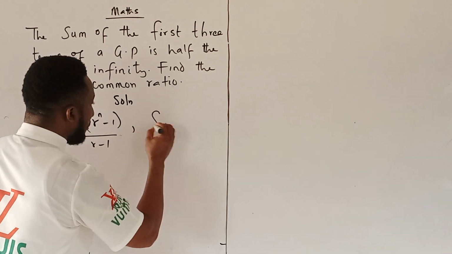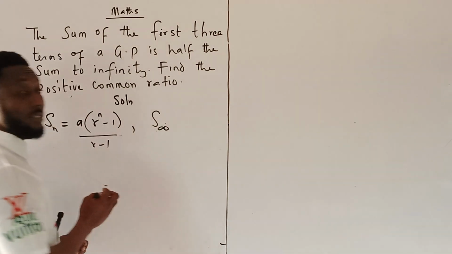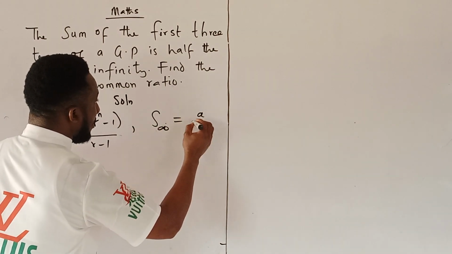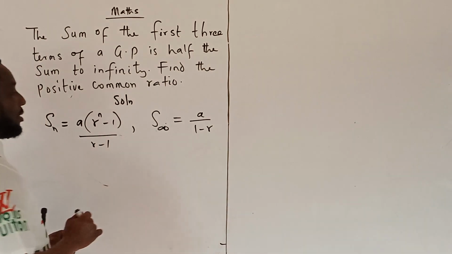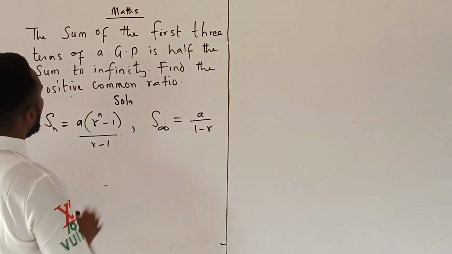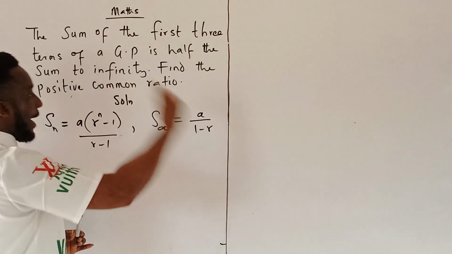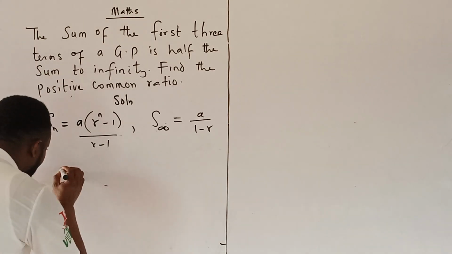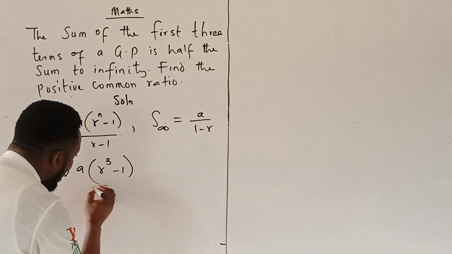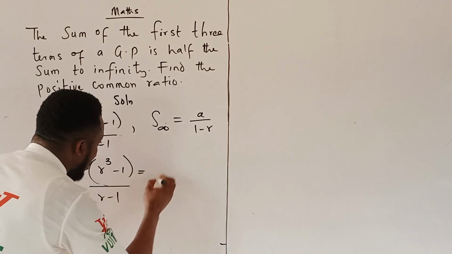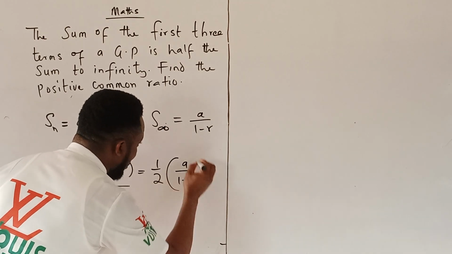Similarly, the sum to infinity of a geometric series is given by a upon 1 minus r, where a is still the first term and r is the common ratio. Now, from the problem we have here, it implies that the sum of the first three terms is half the sum to infinity. So we write a into (r to the power of 3 minus 1) upon (r minus 1) equal to half into a upon 1 minus r.